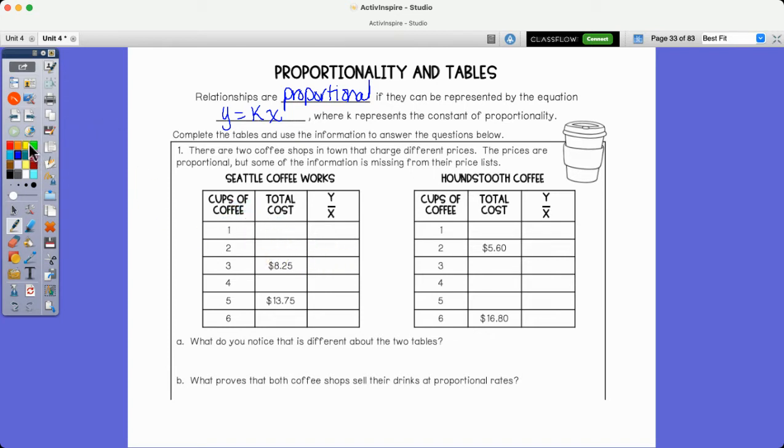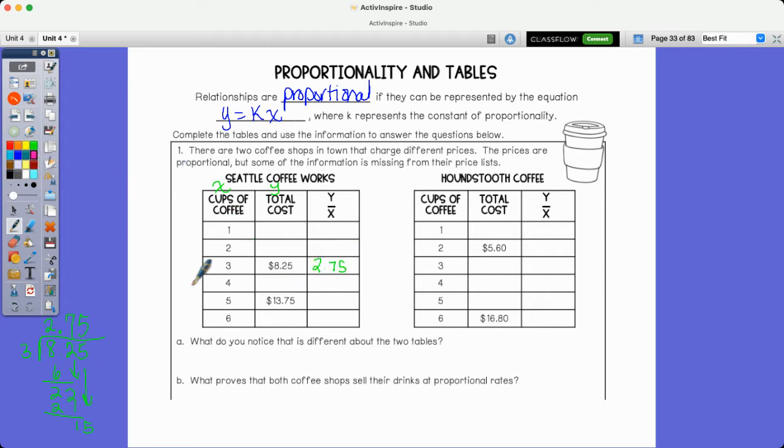So I'm going to divide my y. Remember, this is x, this is y. I'm going to divide my y, $8.25, by 3. Y divided by x gives me my constant of proportionality. Bring up my decimal point. 3 goes into 8 2 times. 2 times 3 is 6. Subtract and bring down. 3 goes into 22 7 times. That is 21. Subtract and bring down. And 3 goes into 15 5 times. This gives me $2.75 here.